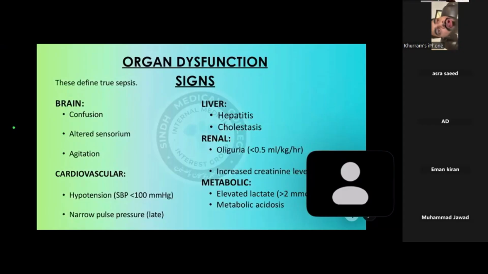An agitated patient, if you can imagine. Later on I will send you a link in which you can see an agitated patient, and a patient in altered sensorium, and a patient who is confused. So agitation looks like a patient is uneasy. He's moving his limbs. He's even shouting around. He's trying to show that he's very uneasy. So that is agitation.